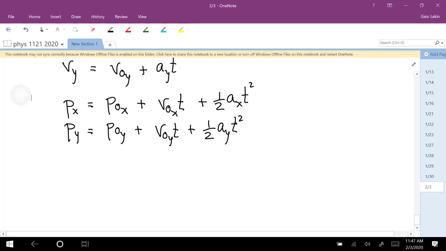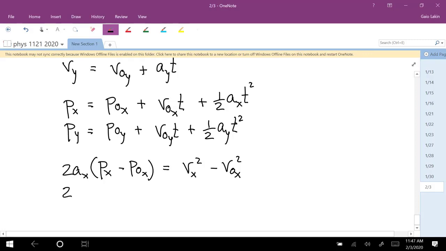And then the third pair of equations says 2ax times the quantity px minus p0x is equal to vx squared minus v0x squared. And its companion, the y component equation, says 2ay times the quantity py minus p0y is equal to vy squared minus v0y squared.